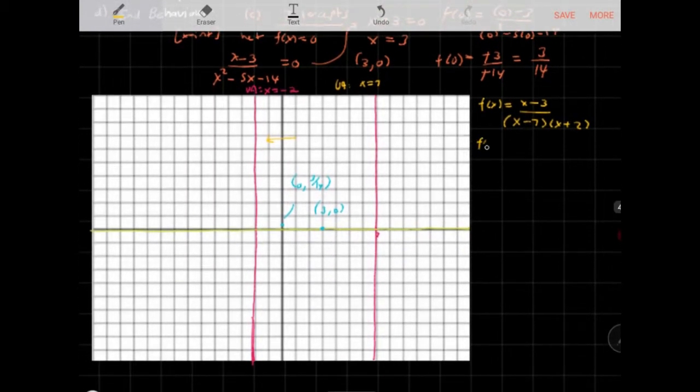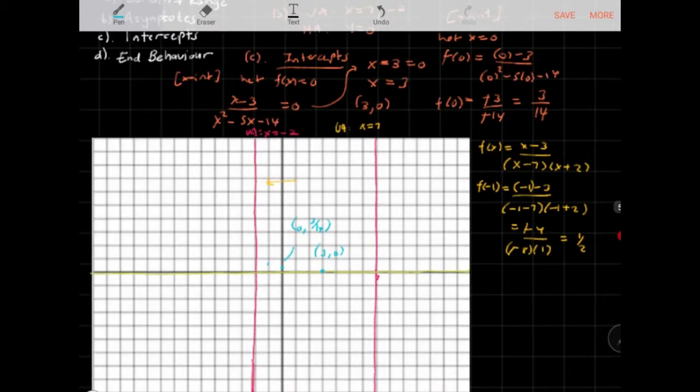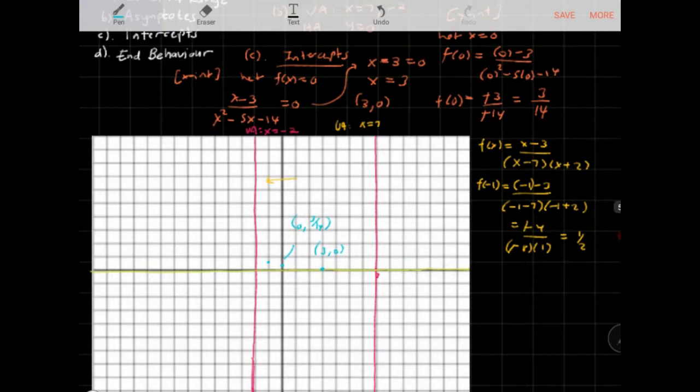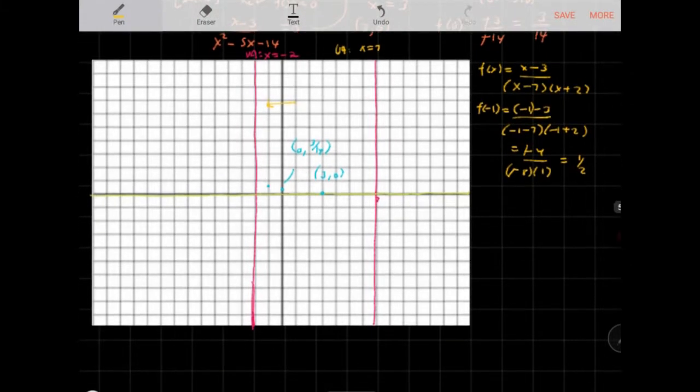Let's take a look at f of -1. If I do f of -1 here, I get -1 minus 3 over negative 1 minus 7 times negative 1 plus 2, which is negative 4 over negative 8 times 1. So the negatives cancel out, and you get 1/2. So at negative 1 and 1/2, it's going to be slightly up here. You can see that it gets bigger and bigger. But let's take a look at f of something really close to 2. Let's do f of 1.9.